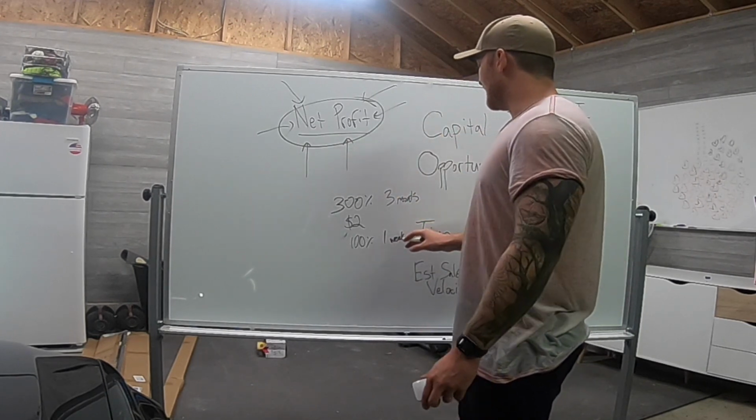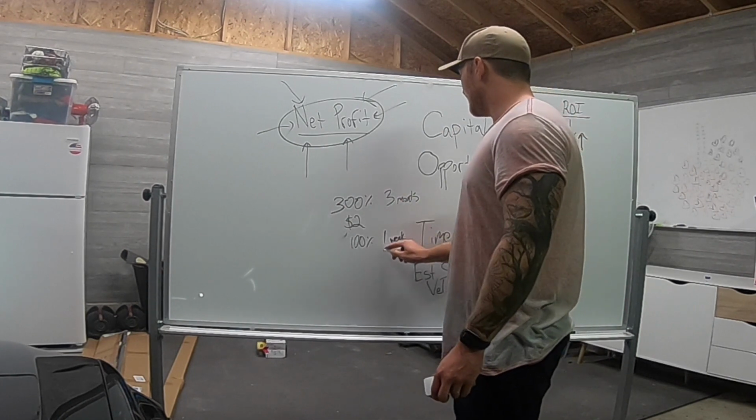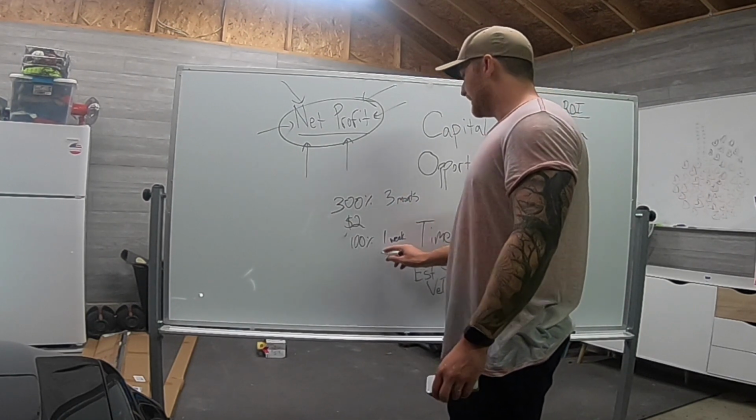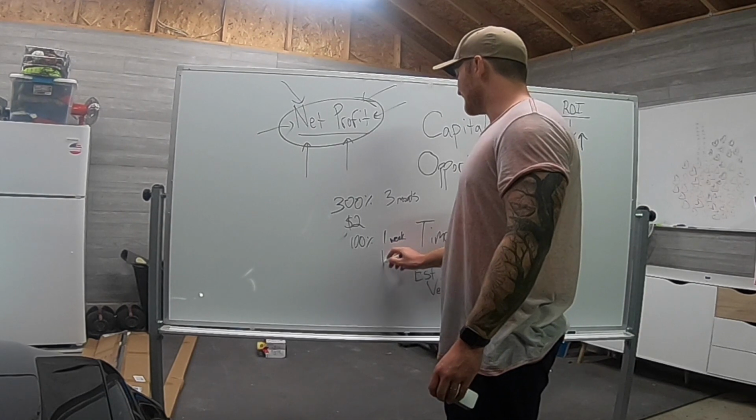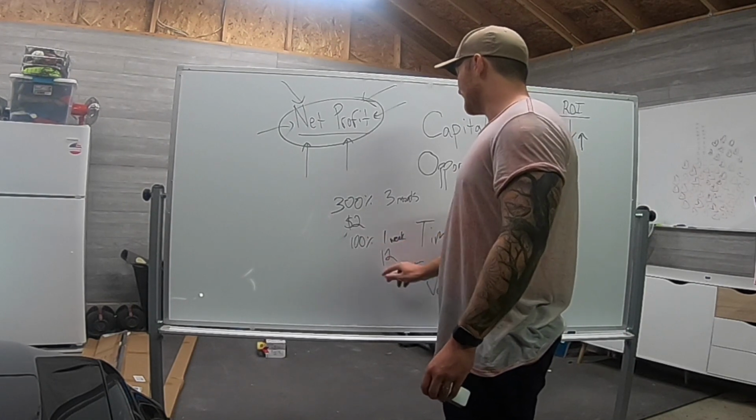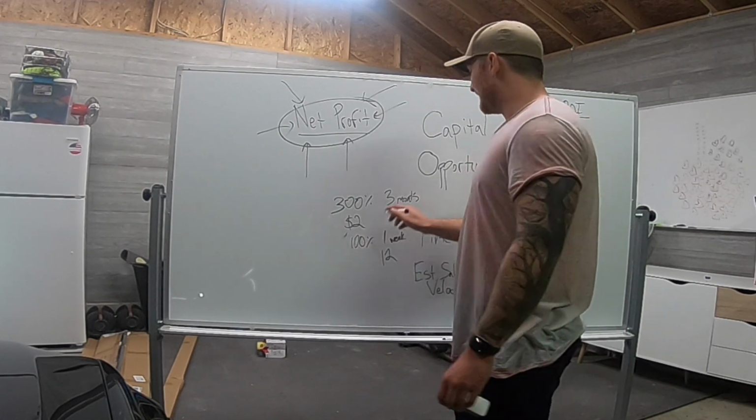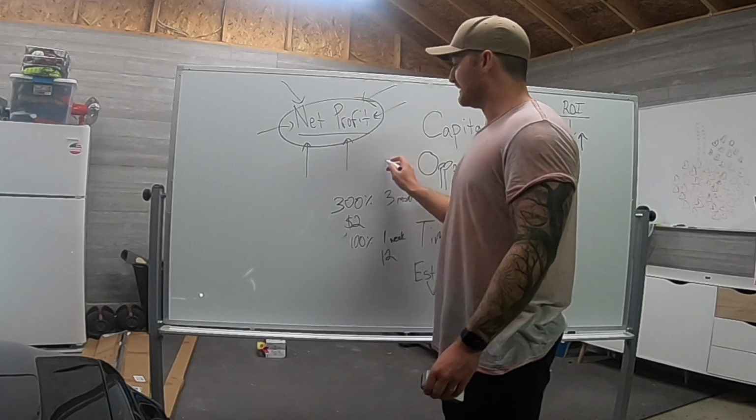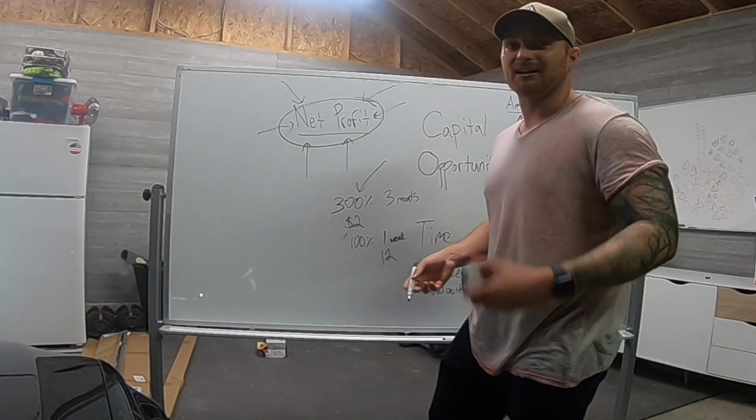But with this, I'm able to turn this 12 times. It's 4 weeks a month. I'm able to turn this 12 times. So I'm getting 12 times 100% ROI versus 1 at 300%. I'm going to make a lot more.